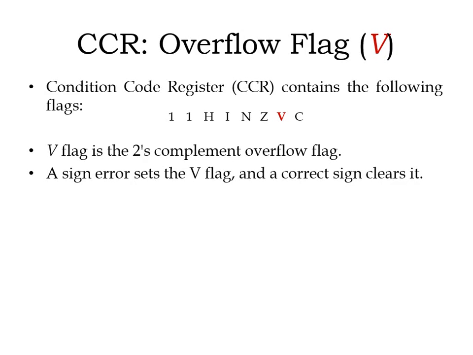Alright, so we are revisiting the flags again here. If we recall, these are all the flags that we have in the condition code register, but we are only talking about the N flag, Z flag, V flag, and C flag, right? So we'll be just exploring some more things about the V flag today.